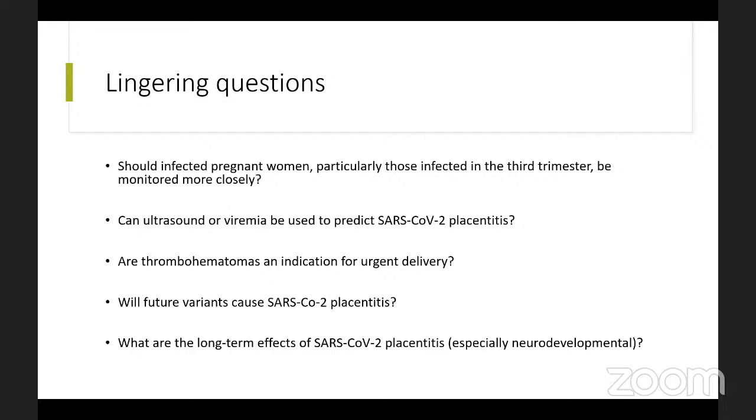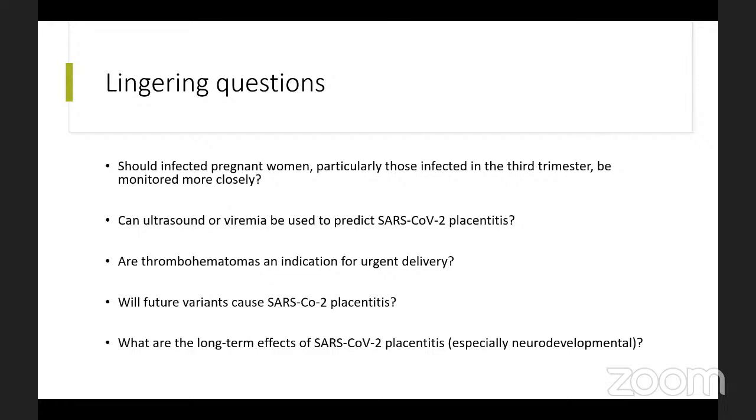Additionally, is there enough of a justification? I'm not sure we're there yet, but we're working towards it. Is there enough of a justification for thrombohematomas to be an indication for urgent delivery if the baby is old enough to be viable? And I think it's an interesting question, and one that really our radiology colleagues are probably going to have to sort out a little bit more working into the future.